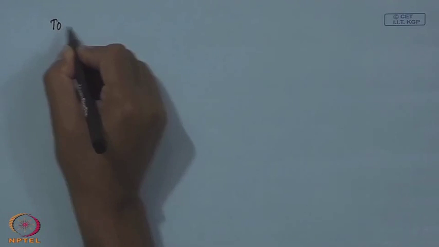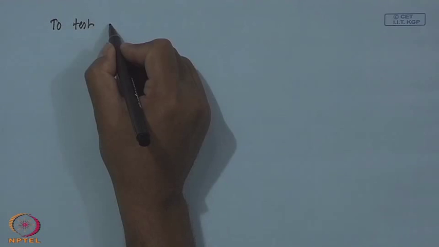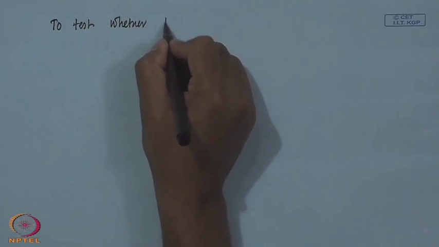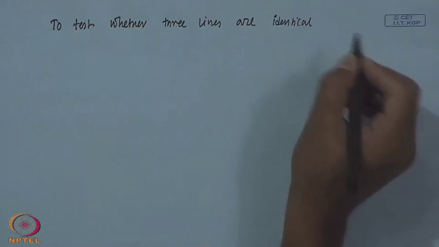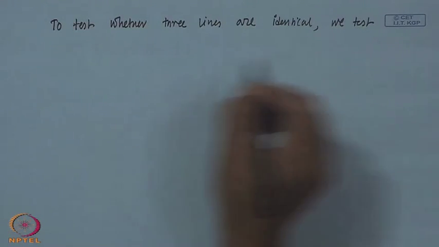Now, we can test some hypotheses, since we are given three sets of data, whether we can go for three parallel lines for three sets, or whether we can fit one single straight line model for all the three sets. Okay, so you can form the appropriate null hypothesis to test all these things. We will talk about two tests here. The first one is to test whether three lines are identical, we test the following hypothesis.